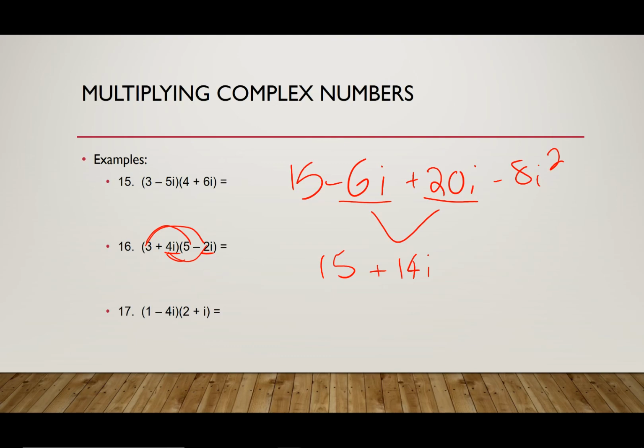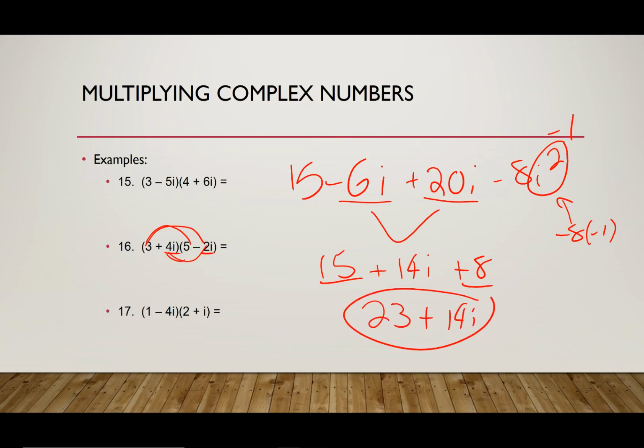And I'm also going to convert this. I squared is negative 1. So this right here, negative 8i squared, is negative 8 times negative 1, which is a positive 8. So I'm going to write plus 8. And then I'm going to combine the 15 with my plus 8, which makes 23. So I have the answer 23 plus 14i as my final answer.